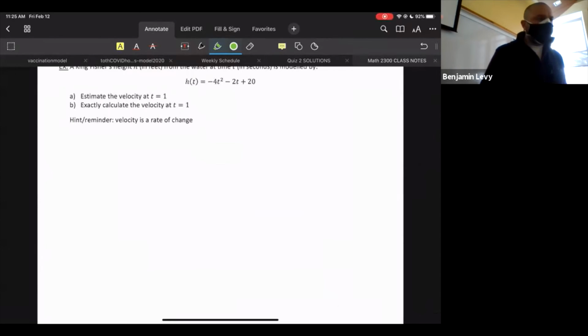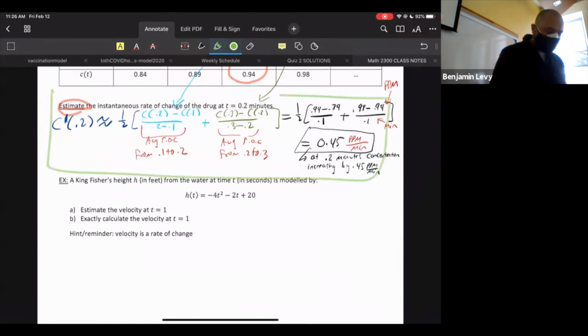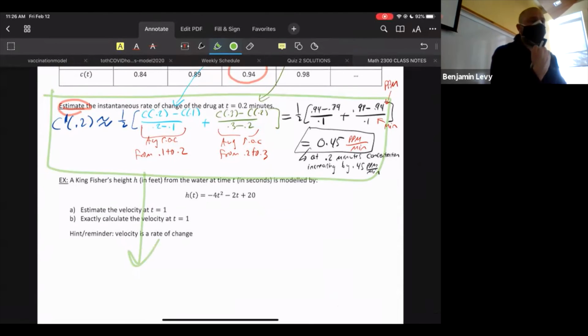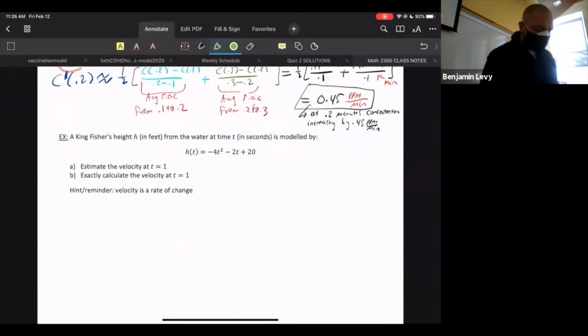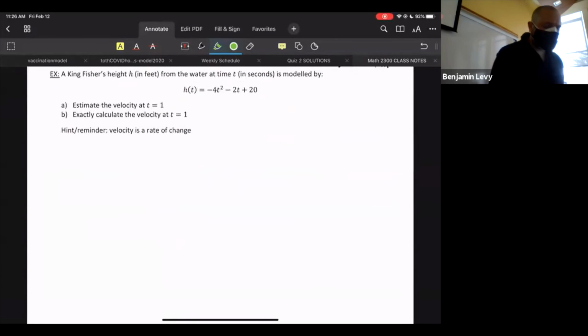I would actually like you to take a second and think about what the estimate would look like. We're going to do this exact same thing again that we just did a second ago, except instead of pulling the values out of a table, we have a function to plug numbers into. And if we want to look at t equals 1, we need to choose some points around 1. So maybe we could all get on the same page and think about what that might be. Maybe I'll just write something down and let you think about it for a second.